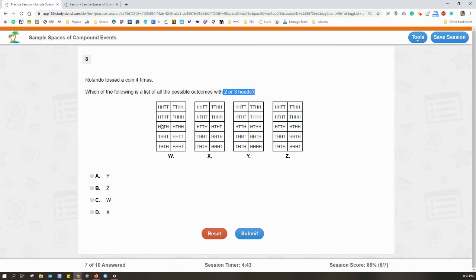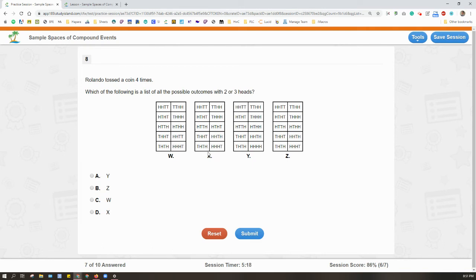So let's take a look at table W. We've got 2 heads there, 2 heads there. We've got 2 heads in this option. The first flip and the third flip are both heads. Here we've got 3 heads, the last 3 flips. 2 heads here, 3 heads there, 2 heads there, 2 heads there, 2 heads there, and 3 heads there. So W has all options that have 2 or 3, but is it all the possible outcomes? You have to check for a couple things: 1, that none are missing, and 2, that you haven't repeated any. So take a look through the list and make sure that none have been repeated.